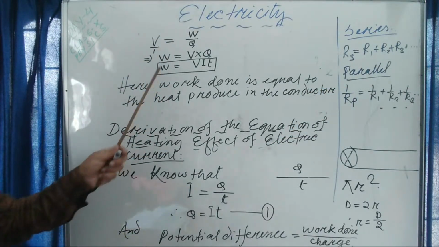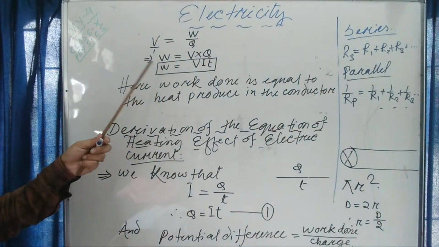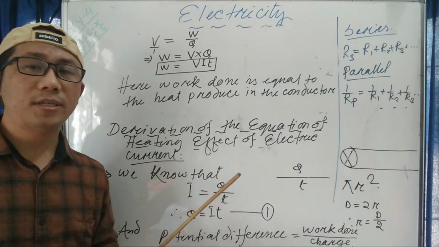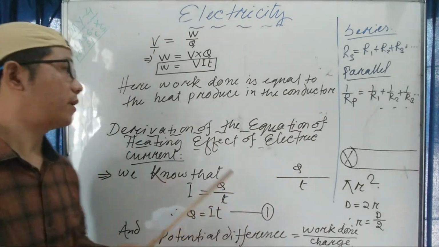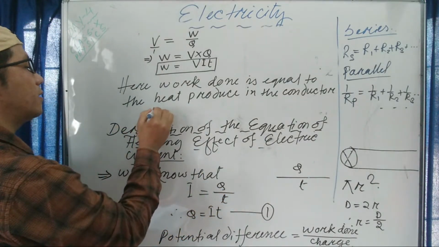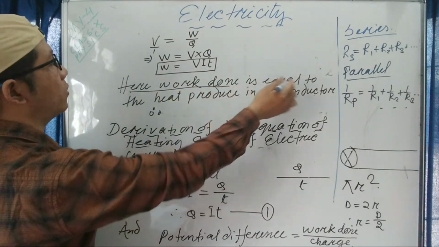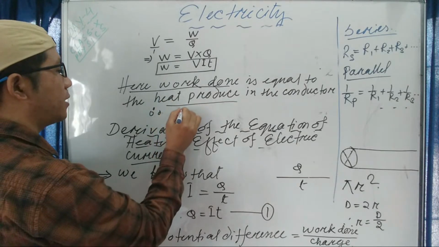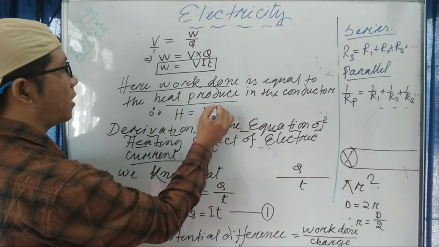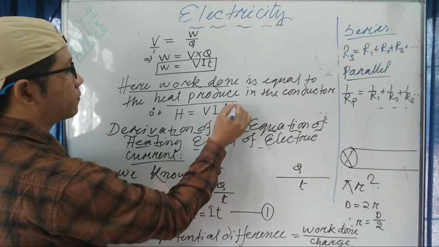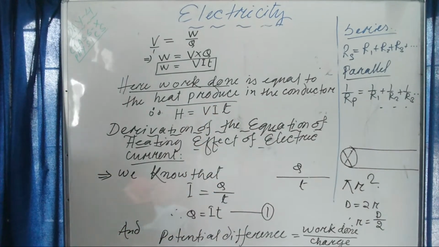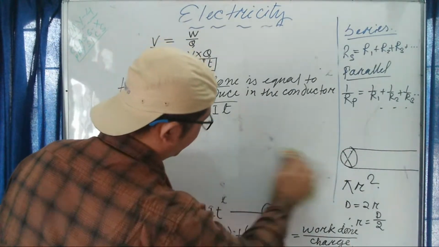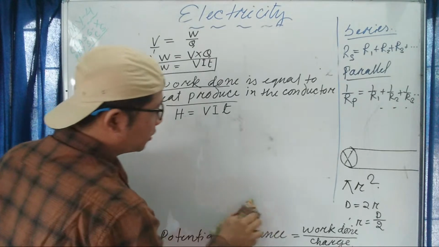That's why, instead of work done, we can write heat, and the heat can be denoted by capital H. We know that work done is equal to the heat produced. Therefore, instead of W, we can write H is equal to VIT. So this is the equation of the heat produced by the conductor. Not only this one.